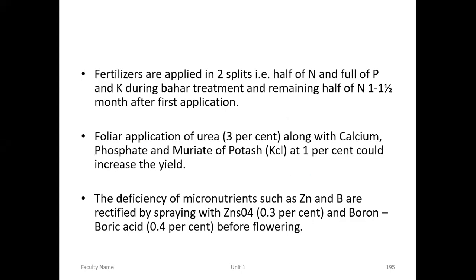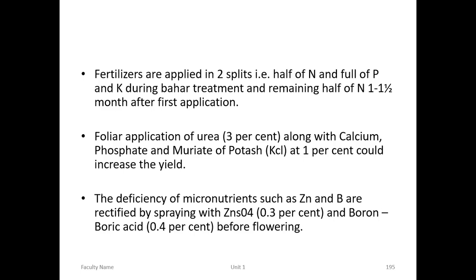Fertilizers are applied in 2 split doses. Half of N and full P as well as K during Bahar treatment, and the remaining half of N, one half, 1 to 1.5 months after the first application. In this way you can give these fertilizers as well as manures. Foliar application of urea 3% along with calcium phosphate and muriate of potash at 1% will improve the yield.